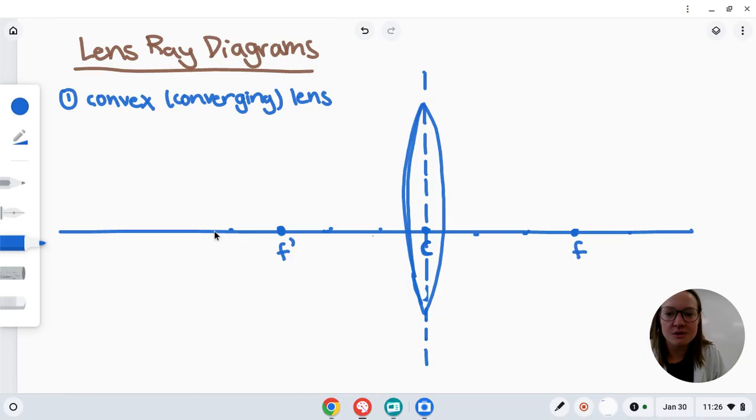And now let's draw an object. We're going to start with an object really far away from our center line here. Okay, now we follow our 3 golden rules. Our 3 golden rules for mirrors apply to lenses also, but we just tweak them slightly. Mirrors work by reflecting light. Lenses work by refracting light. They bend light. So when we talked about mirrors, a light ray that goes through F will get reflected parallel to the optical axis. Well, now a light ray that goes through F will get refracted parallel to the optical axis. Mirrors reflect, lenses refract.